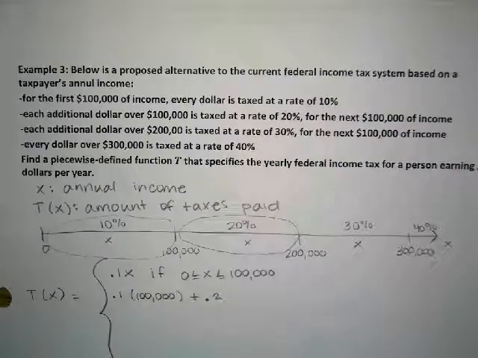Is it for 200,000 specifically? What's between 100,000 and 200,000? Yeah, the amount between 100,000 and 200,000. So it has to be the amount that is over 100,000.